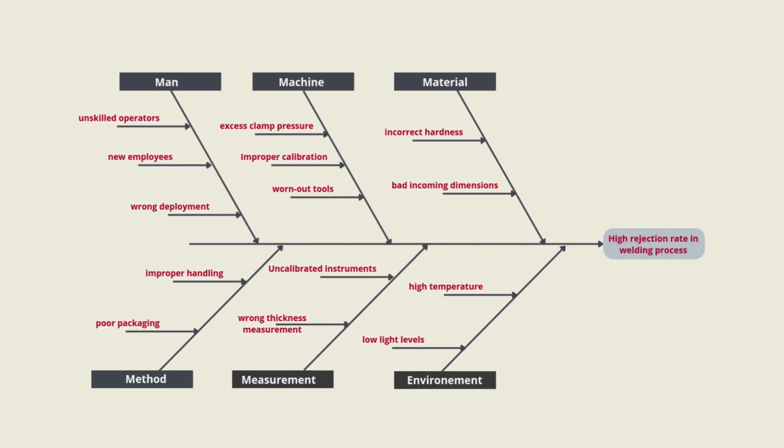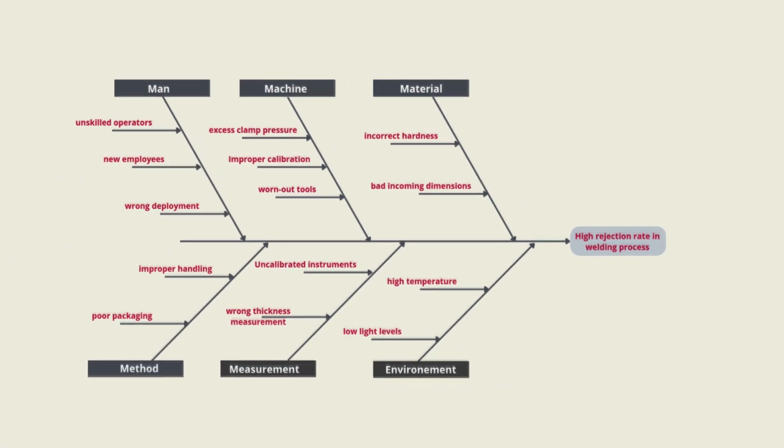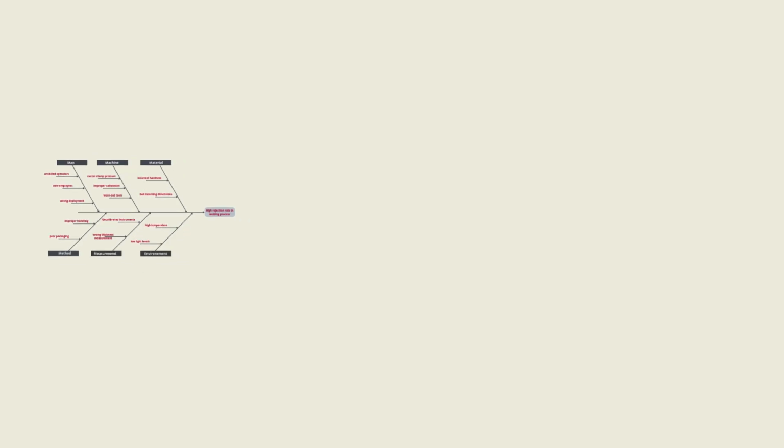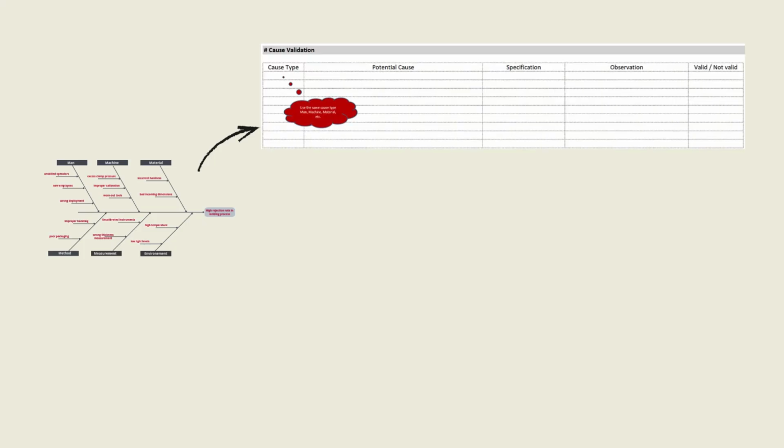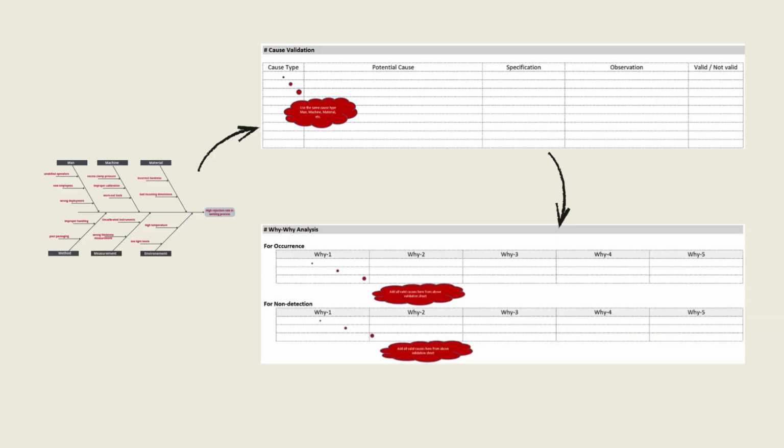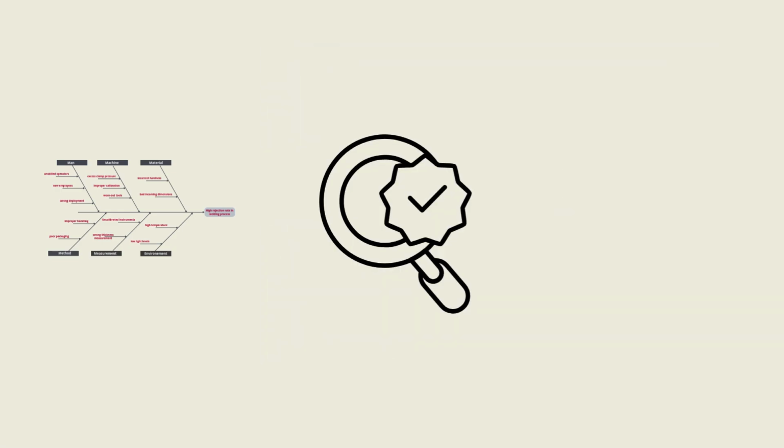Once your diagram is complete, don't stop there. This tool gives you possible causes, not confirmed ones. So your next step is to validate them using tools like cause validation tables or controlled experiments to check which causes truly affect the problem. And once you validate the cause, then you have to find the root cause using 5 why analysis. By asking why to each cause, you get the final root cause.